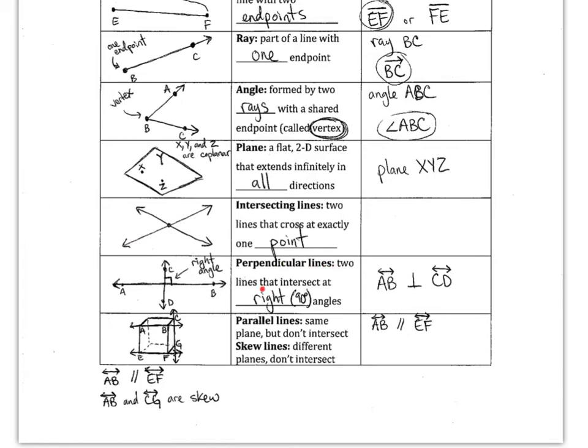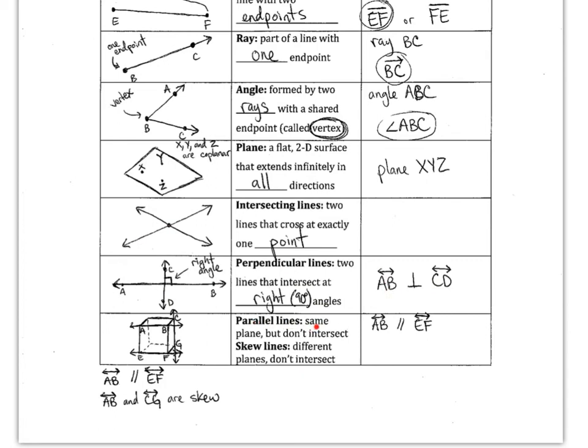Perpendicular lines are 2 lines that intersect at right angles. So those 2 are perpendicular, and right here is the right angle. There's also one here, here, and here. And the way that you would read this is line AB is perpendicular to line CD. You could write it the reverse of that as well.